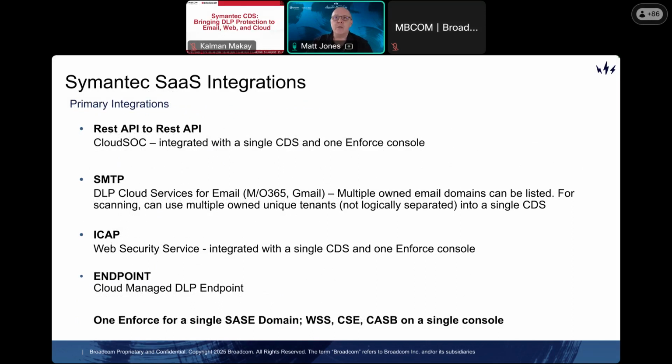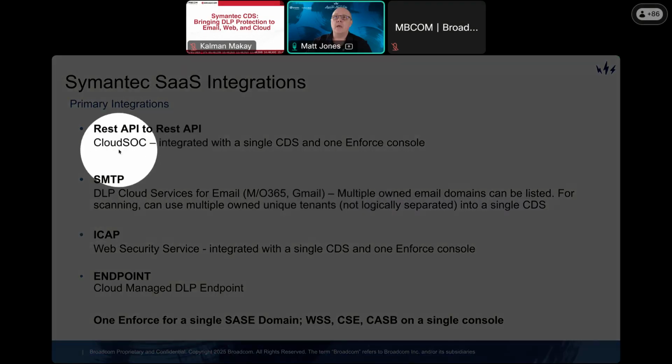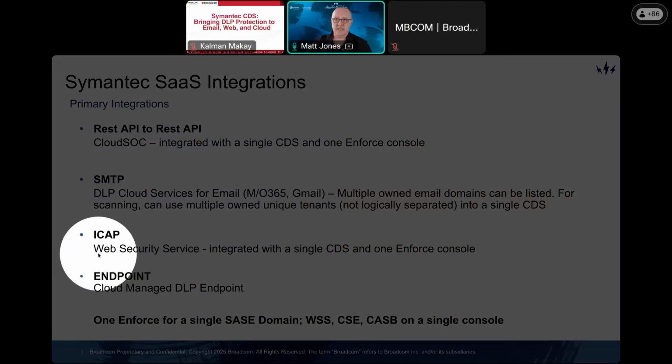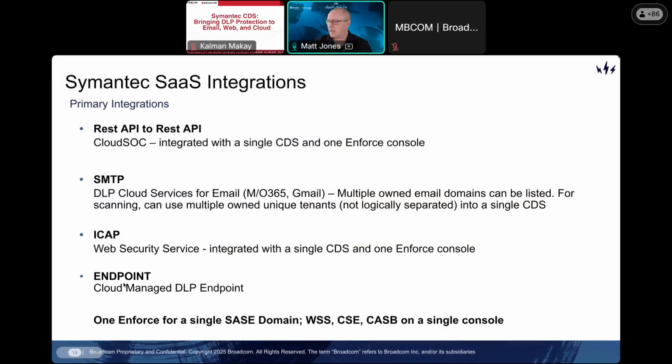Right. So there are four different cloud detectors, CDSs. There's one for the CloudSOC, as we saw in the diagram. One for SMTP, for email. One for the WSS, so the cloud proxy, and then there's a new one for endpoint, so DLP endpoint, because now we can manage DLP endpoints from the cloud managed DLP, and this is what I was hinting at before. We can now have a DLP solution which is fully in the cloud.